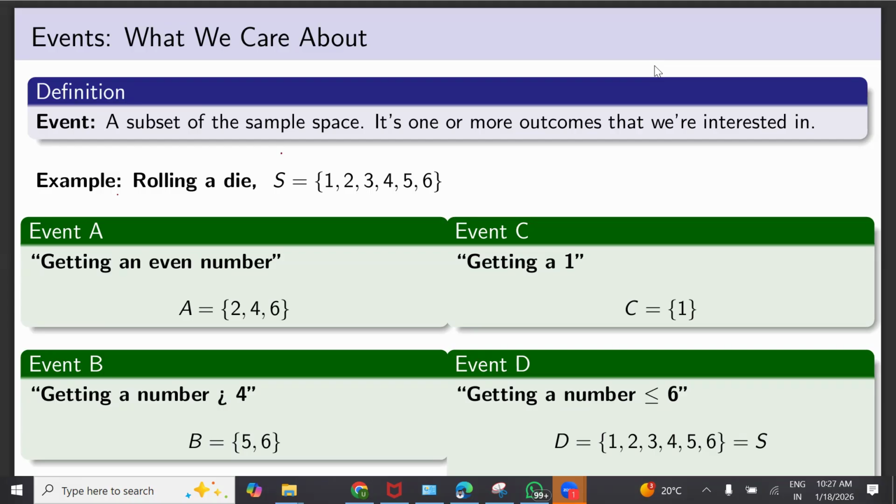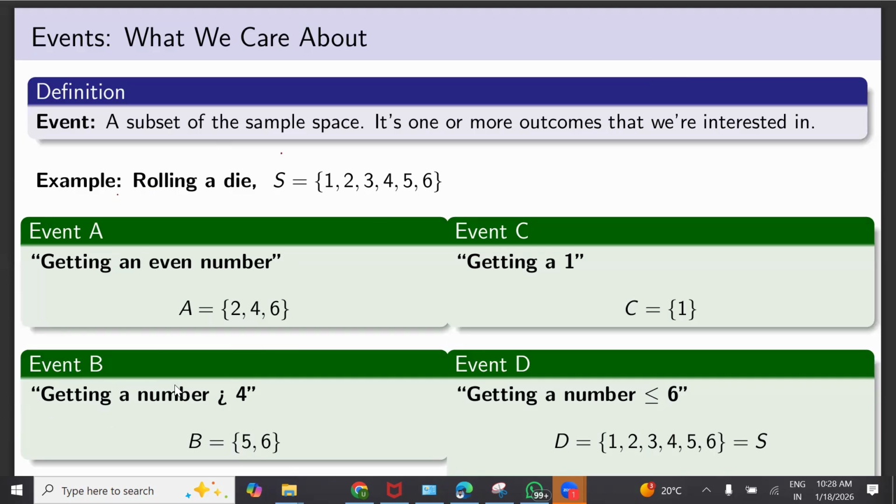So from all these possible cases, I can have one or more events. Event A, let's say, is getting an even number. So what will be my sample space? My event is basically found from the sample space. So that is 2, 4, 6, which are even numbers.